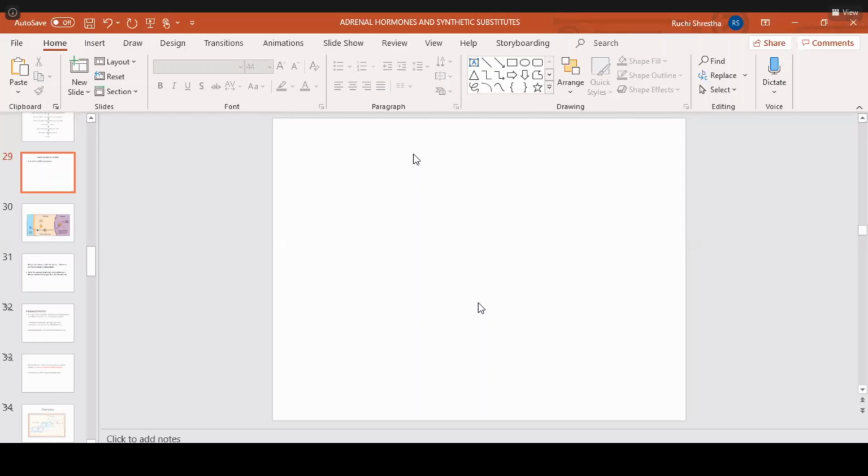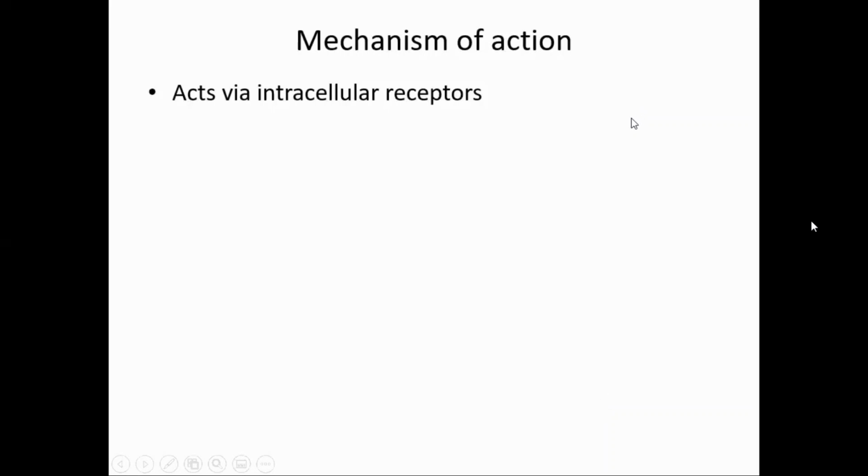And continuing with the same adrenal hormones, so there's a mechanism of action. So it acts via the intracellular receptors or the nuclear receptors. Any hormones or drugs which act via the nuclear receptors or the intracellular receptors have the delayed onset of action because they have to cross the plasma membrane, they have to cross the cytoplasm, and then finally enter the nucleus to show its actions. So any hormones, any drugs, any ligand that acts by the intracellular receptors or the nuclear receptors has the delayed onset of action, whereas the duration of action is longer.